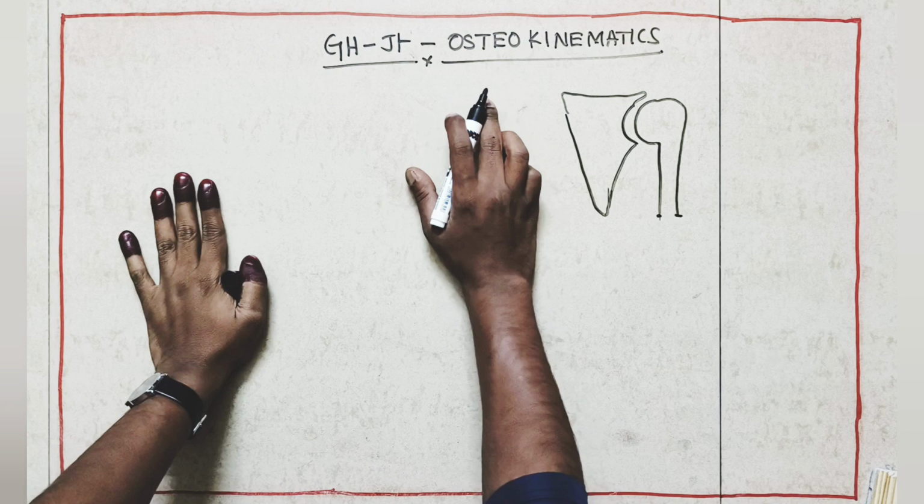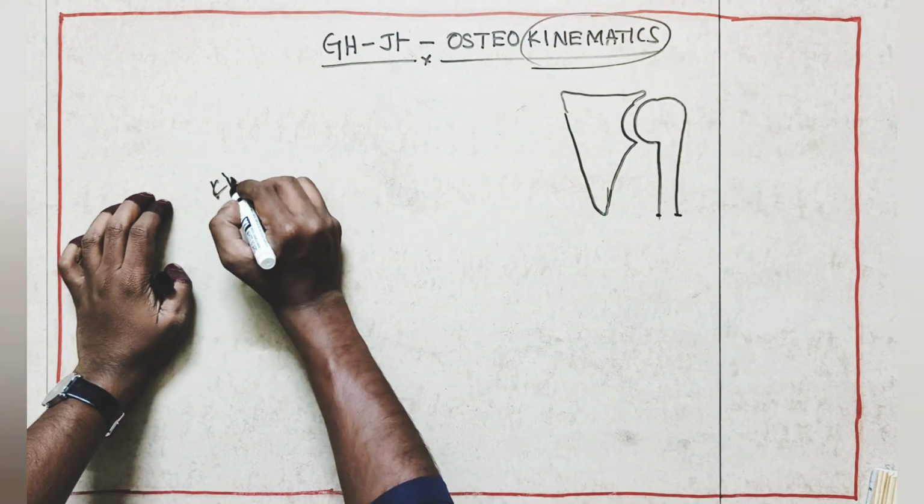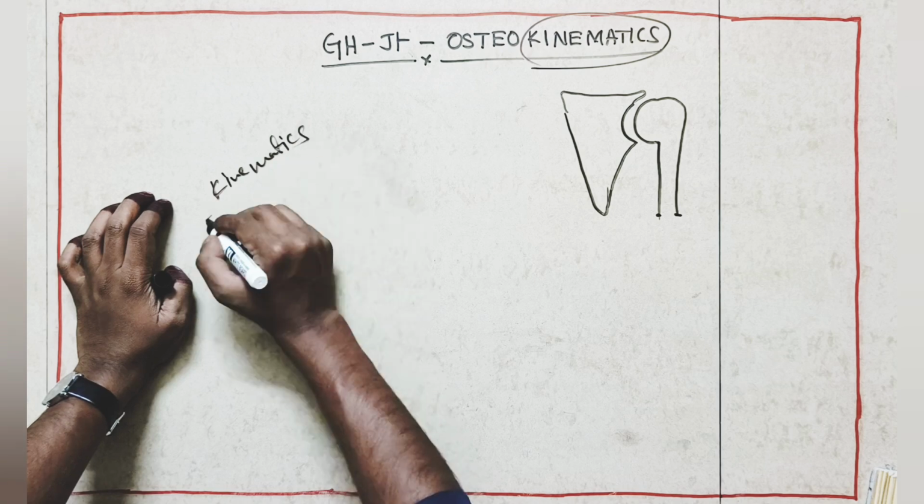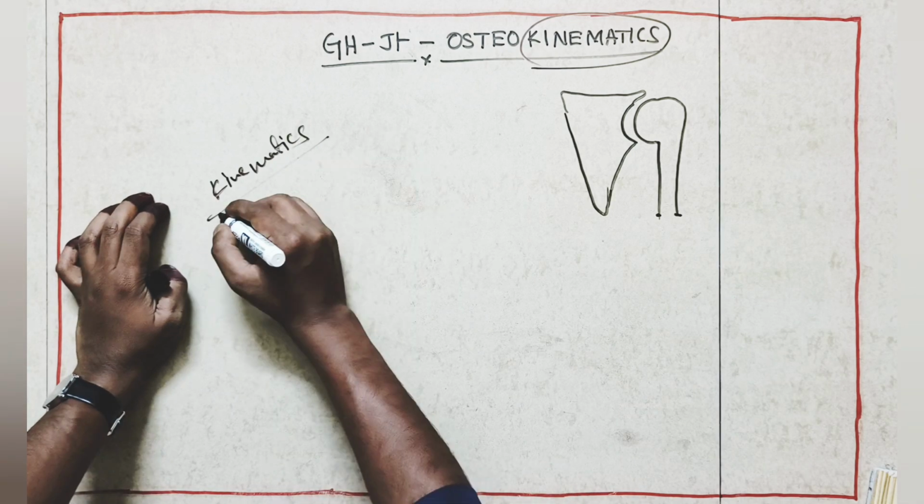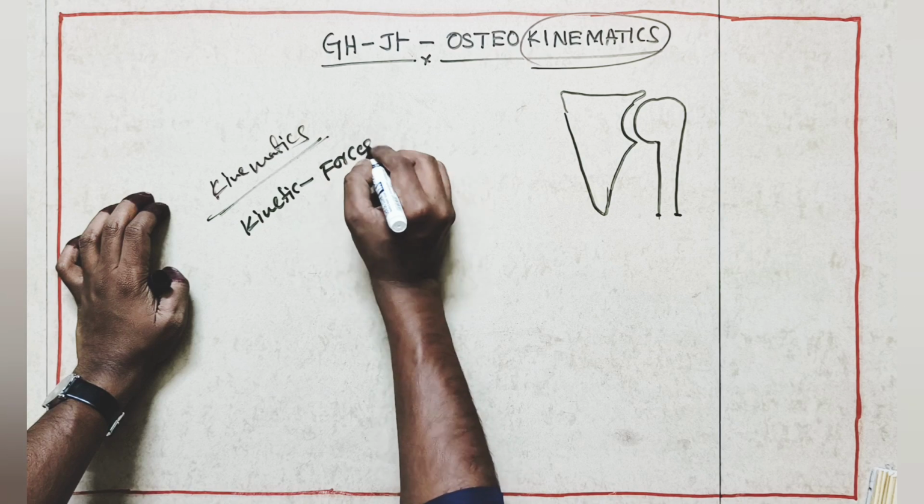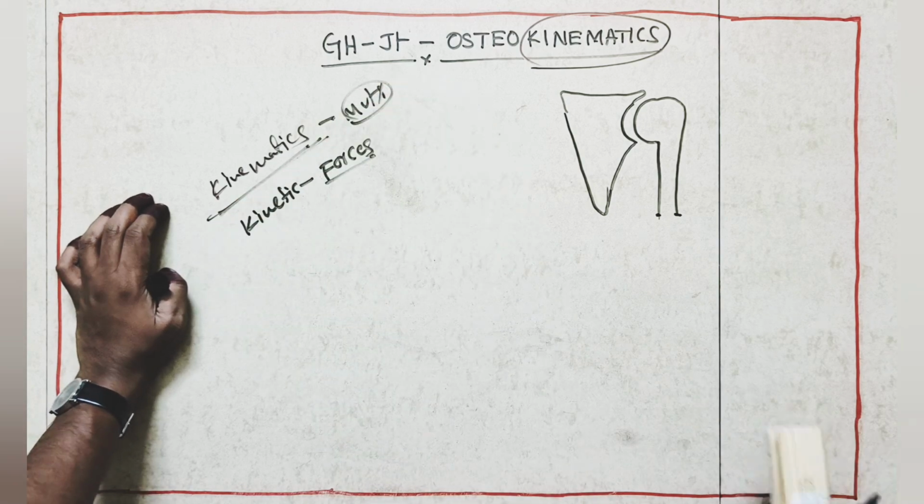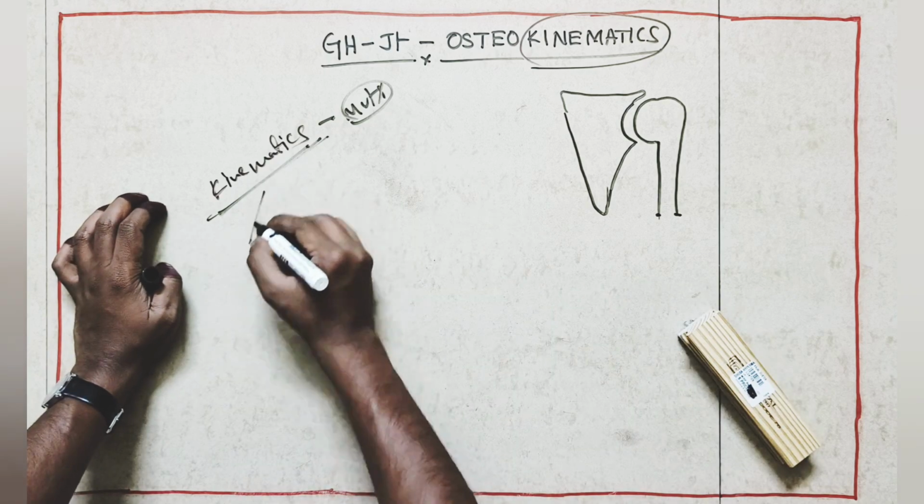Glenohumeral joint osteokinematics. Wherever we see kinematics, it is nothing but the movements. Kinetics is nothing but the forces. Kinematics is about the movements. So here in kinematics, as we all know, we will see two kinds.